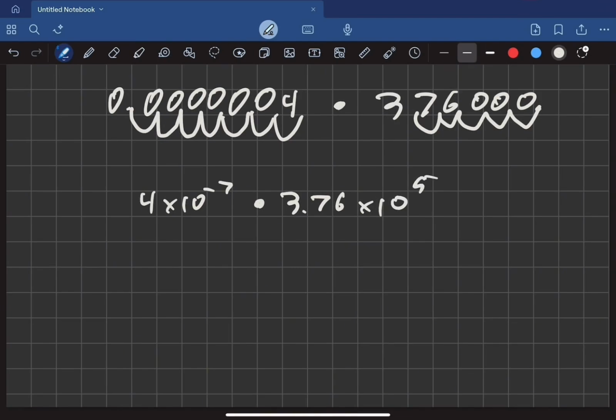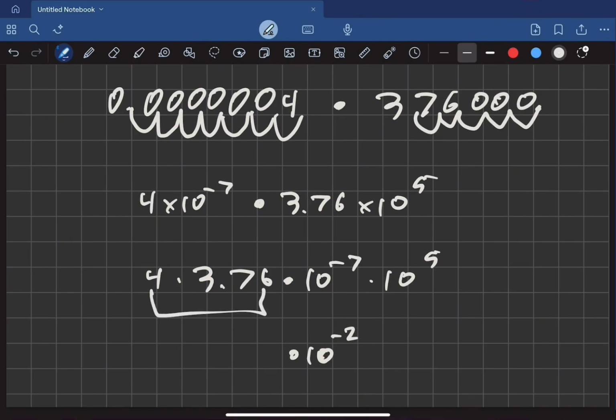Now we can rearrange. So we'll do 4 times 3.76 times 10 to the negative 7th times 10 to the 5th. Notice this negative 7 plus 5 is going to equal negative 2. So 10 to the negative 2 will be right here. And now we'll multiply this 4 and this 3.76. So 4 times 3.76 equals 15.04. So this ends up as our answer.